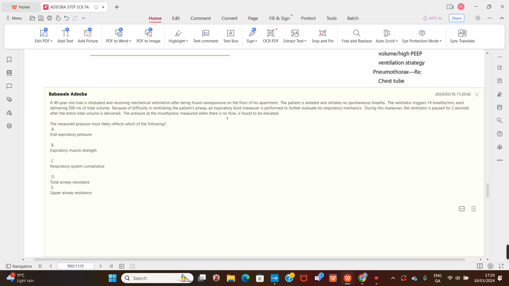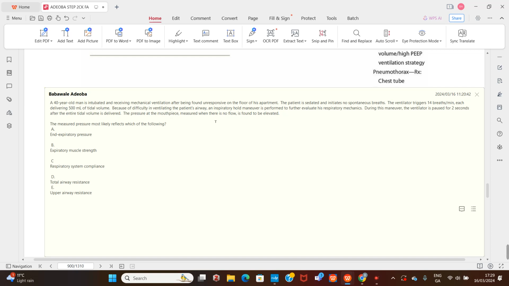But we know that something influences the plateau pressure. The plateau pressure is a function of something. What does the plateau pressure suggest? What determines the plateau pressure? What phenomenon? Is it how compliant your lung is? Compliance. Exactly. So they said the pressure at the mouthpiece increased, and so that's the plateau pressure.